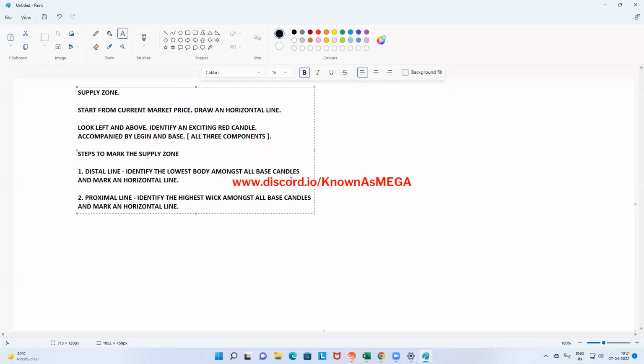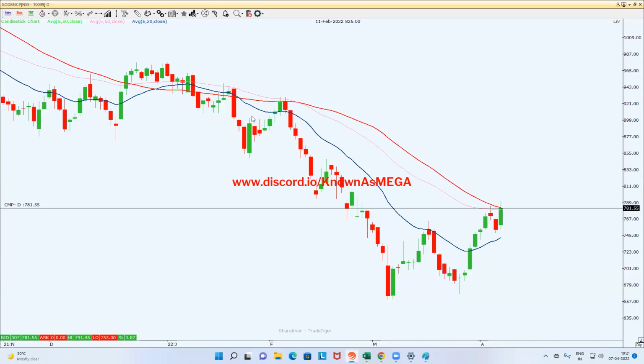Okay. Proximal line, distal line. See, you should not confuse yourself. Identify the lowest body amongst all base candles and mark a horizontal line. That will be your distal line in the supply zone. For the proximal line, identify the highest wick amongst all base candles and mark a horizontal line. So let's go here. I have taken a horizontal line at the lowest body. How many bases are here? No confusion, there is only one base.